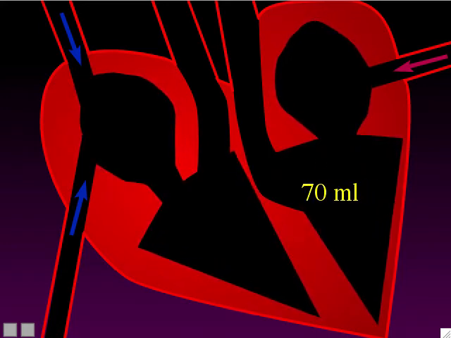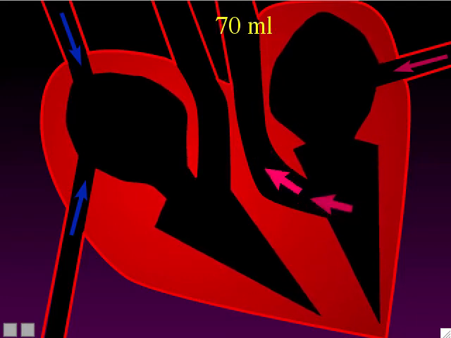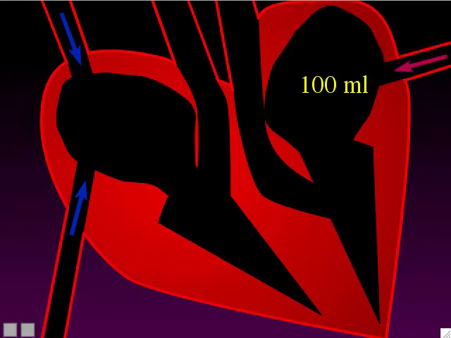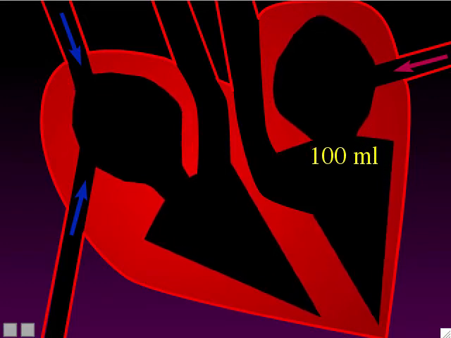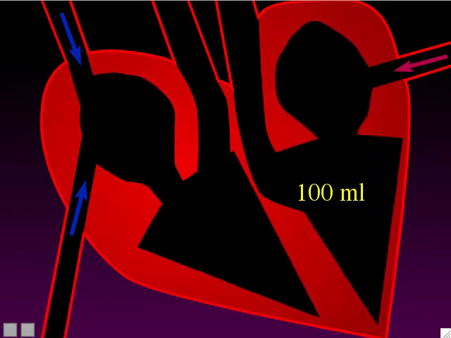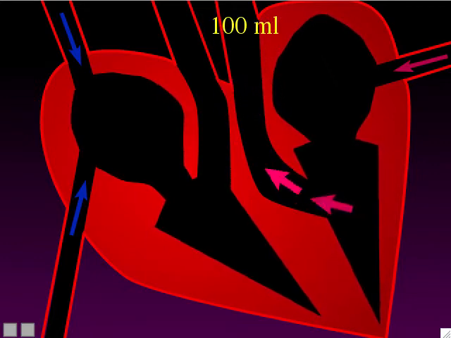If it receives 70 milliliters, the end diastolic volume was 70 milliliters, then on the next heartbeat, the heart muscle will contract with just enough strength to expel 70 milliliters. And so the stroke volume would be 70 milliliters on the next beat. If the end diastolic volume on a particular beat was 100 milliliters, the heart muscle will contract with enough strength so that the next stroke volume is 100 milliliters.